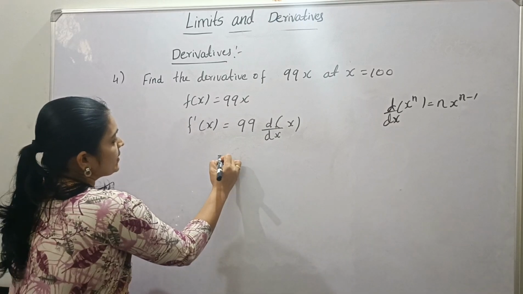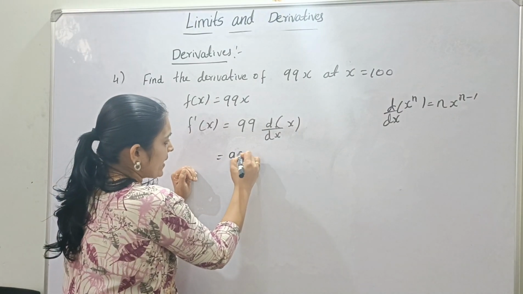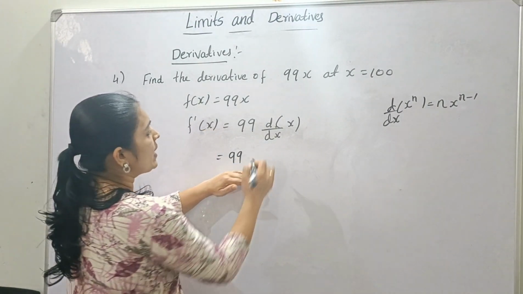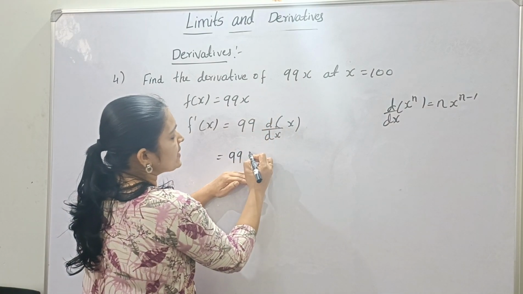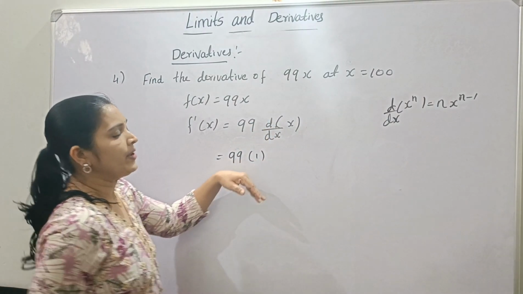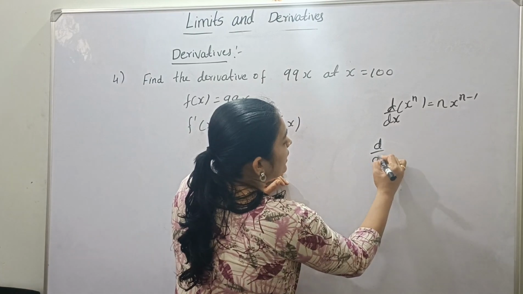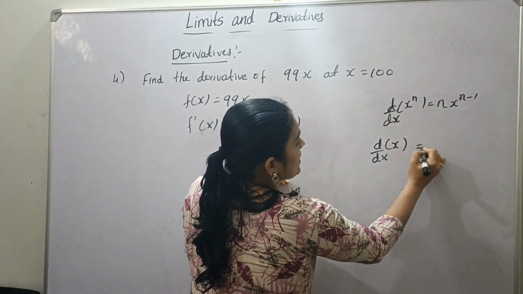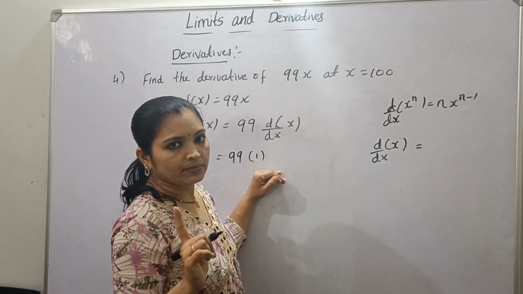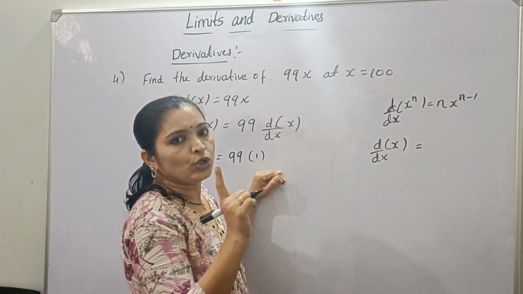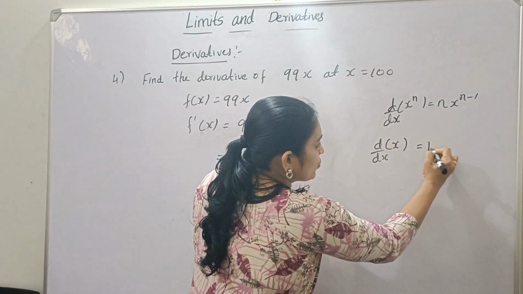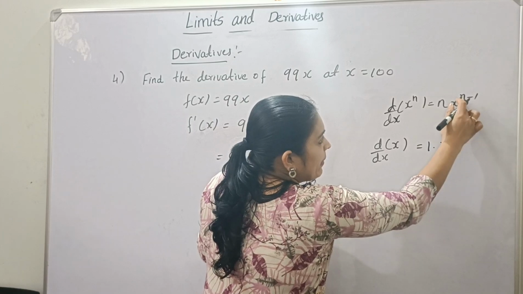we write this constant as it is, 99 into the derivative of x, which is nothing but 1. Why? Because in d by dx of x, the power is 1, right? That means n is equal to 1. So 1 into x raised to n minus 1, right?